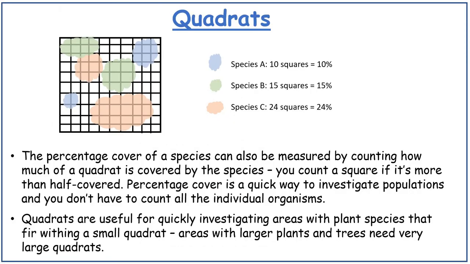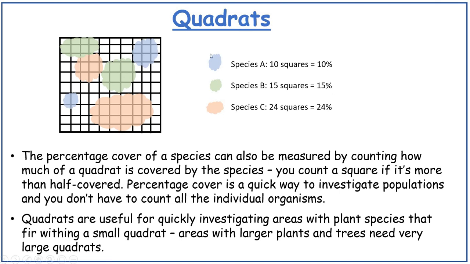So the percentage cover of a species can also be measured by counting how much of a quadrat is covered by the species. So you count a square if it's more than half covered, but you don't count it if it's less than half. So percentage cover is a quick way to investigate populations, and you don't have to count all the individual organisms. Quadrats are useful for quickly investigating areas with plant species that are within a small quadrat. Areas with larger plants and trees need very large quadrats.